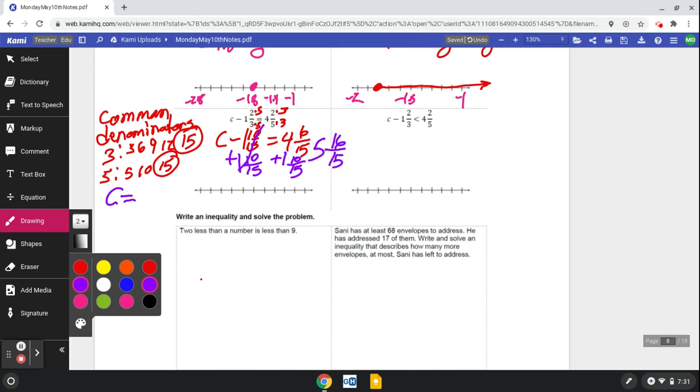And a 5, but that's improper. So we have a 6 and 1/15. That's going to be a hard one to graph. All right.